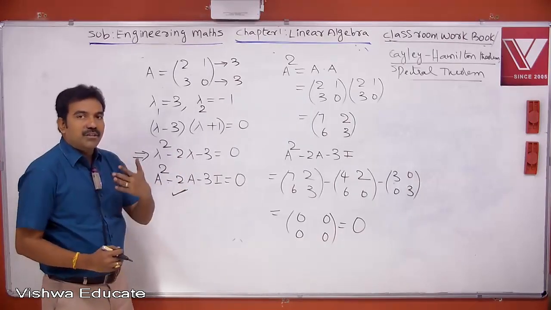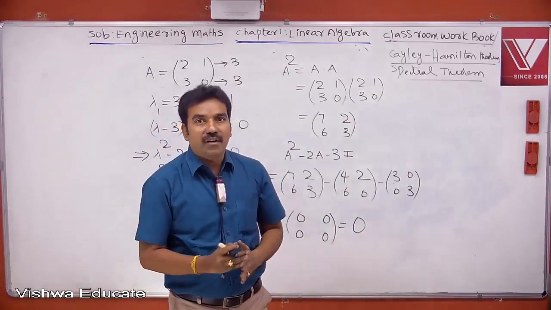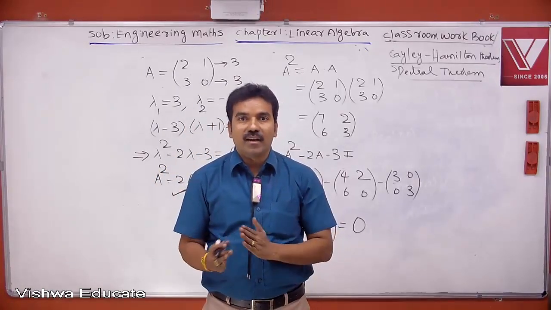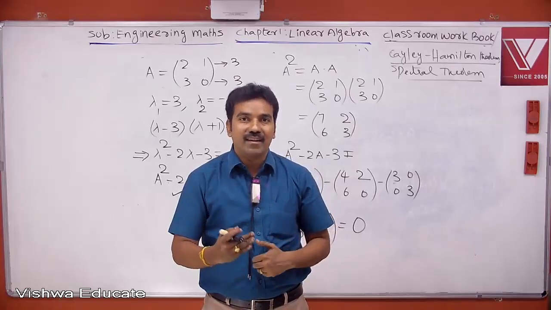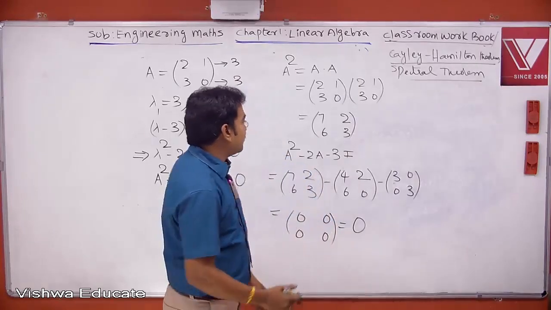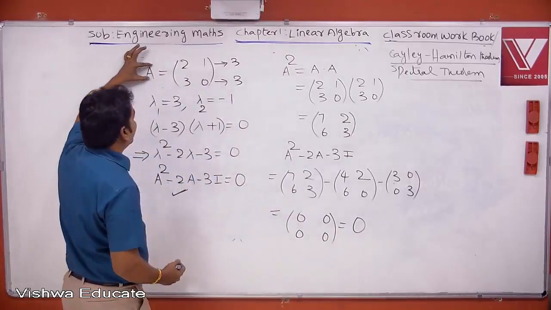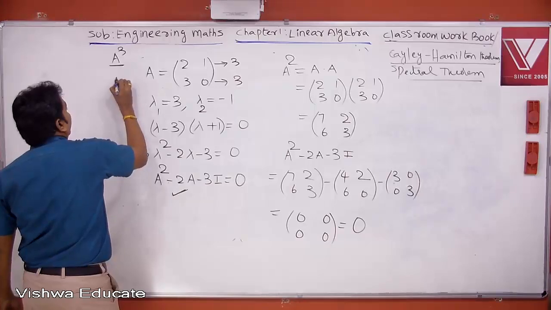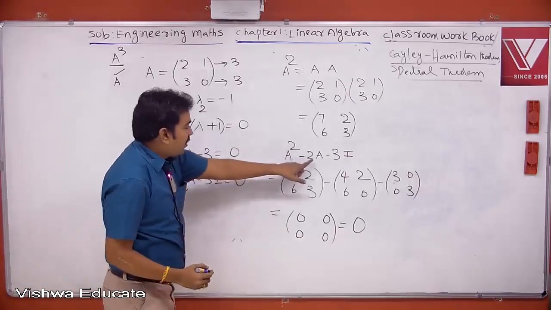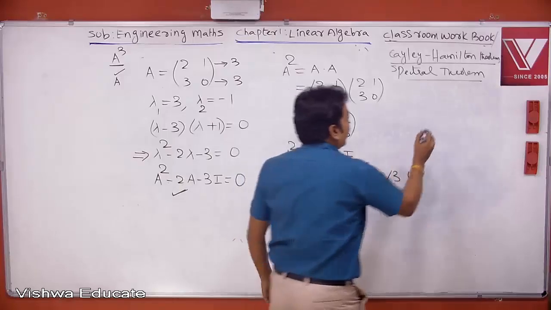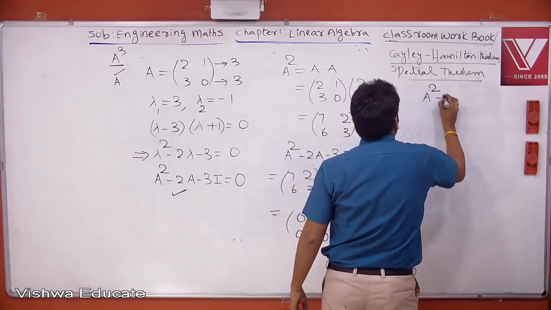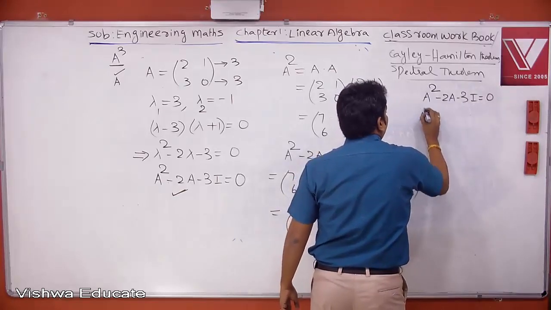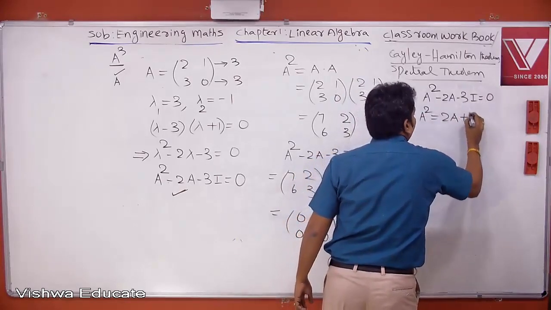Now, my question is, if every square matrix satisfies its own characteristic equation, what are the advantages we get, additional benefits? Let us see. Suppose I want to calculate A cube in terms of A only. Now here A square minus 2A minus 3I equal to null matrix. Therefore, this is A square equal to 2A plus 3I.